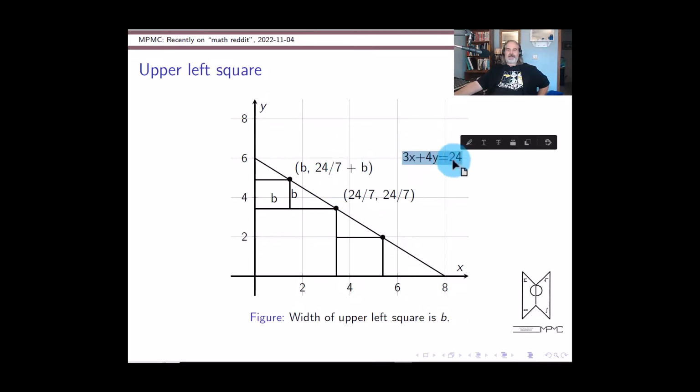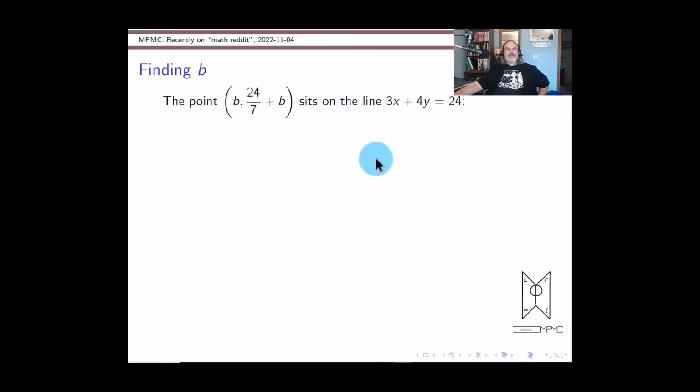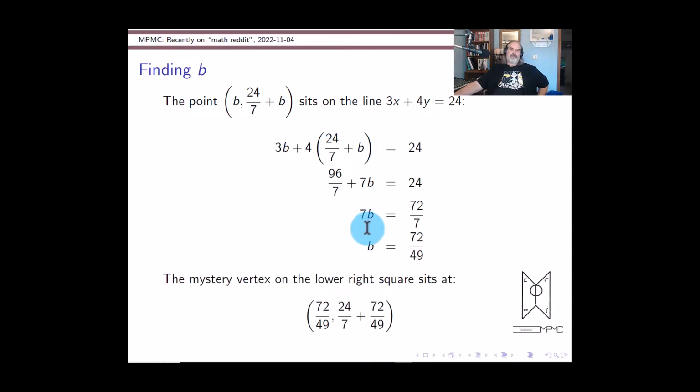and that vertex lies on this line just like the two other vertices. So we run through this one more time. 3 times the x-coordinate plus 4 times the y-coordinate equals 24. Multiply out, collect the constants, divide by 7, and we now know that the width and height of that upper left square is 72/49. And so we even have the coordinates of that mystery vertex.